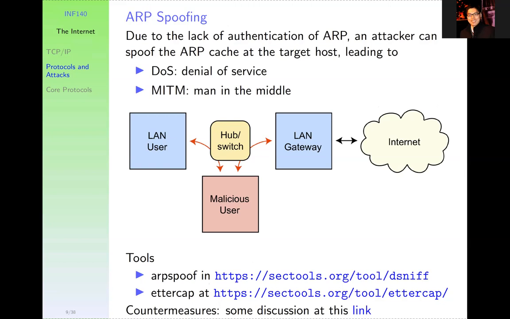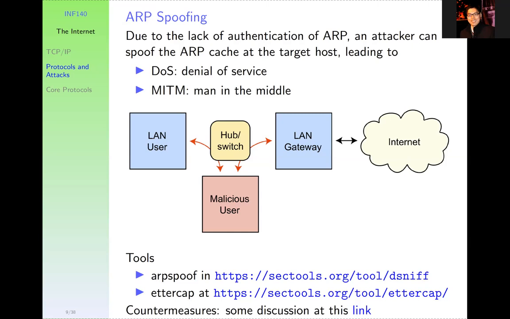Then what will happen is that after this, all the information sent from this device will check the forwarding table in its switch at layer 2. And then, okay, that's the MAC address for the router's IP address, which in fact means the traffic will go to the malicious user. And the malicious user can see all the traffic.